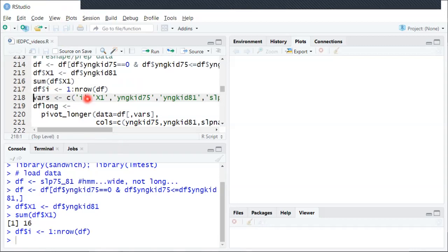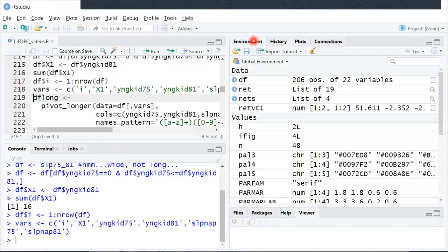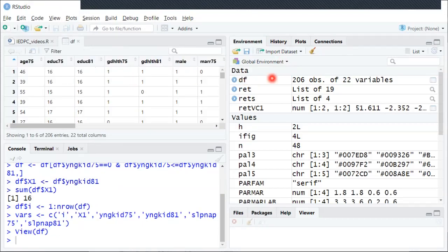Now I'm going to do a little magic. The way the data set looks right now, you can click on it from this environment tab over in this pane. Data set is DF. We can see there's one row per individual, and then within that row, it shows both the 1975 and the 1981 values.